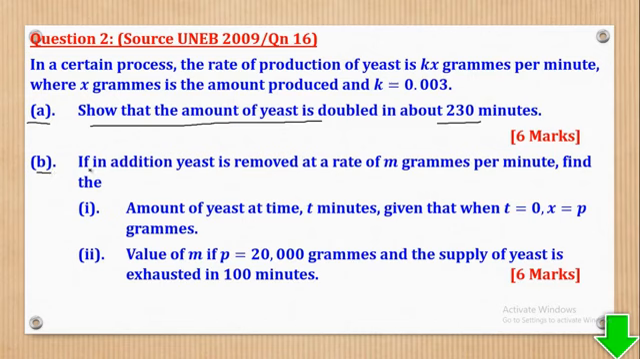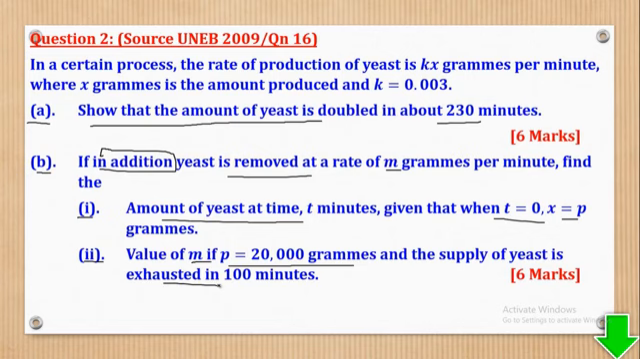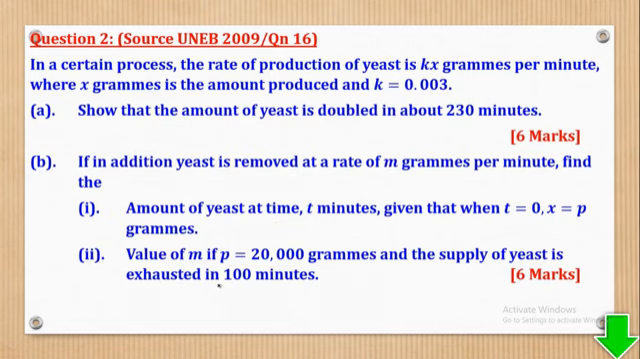Then part B, if in addition yeast is removed at a rate of m grams per minute, find Roman 1, the amount of yeast at time t minutes, given that when t is 0, x is equal to p grams. Then Roman 2, the value of m if p is equal to 20,000 grams and the supply of yeast is exhausted in 100 minutes. So let's start with part A.